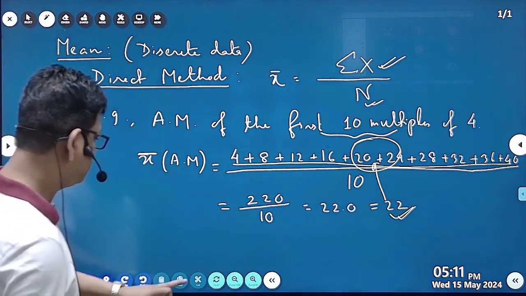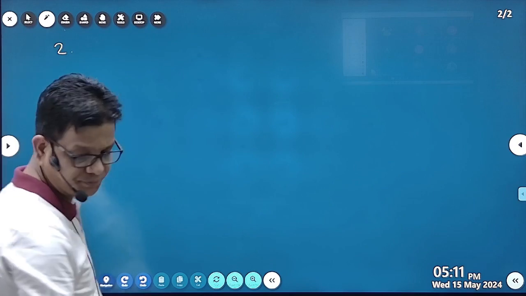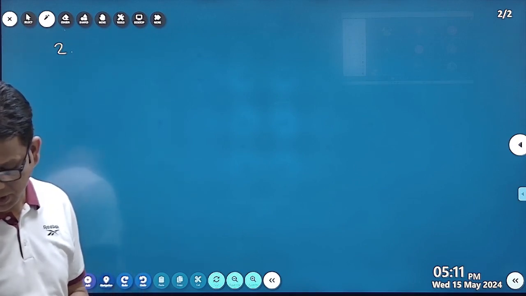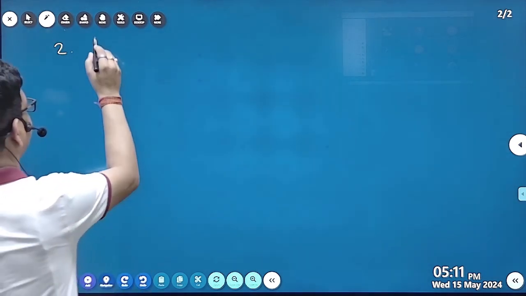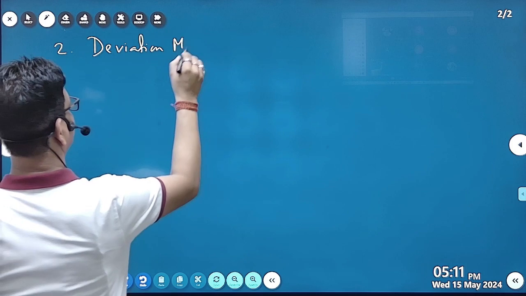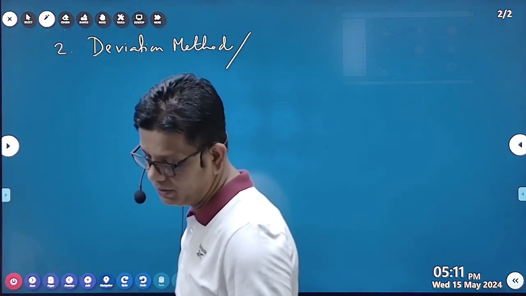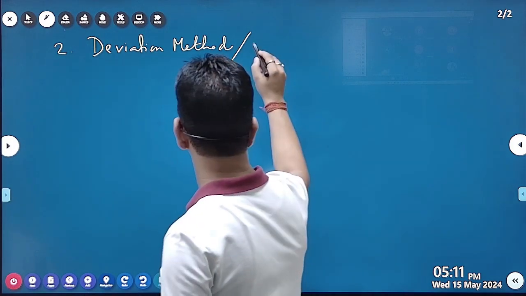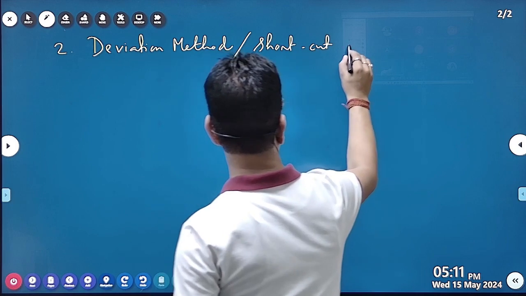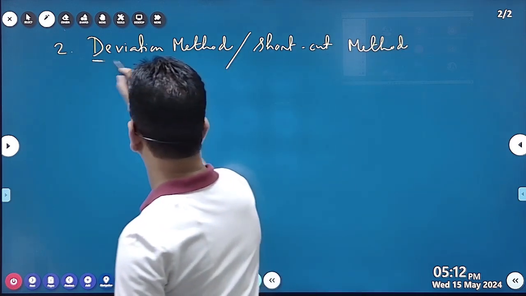So let me start again for discrete data, the other method, which is the shortcut method. We can also say deviation method. In your book, it is written shortcut method. So deviation method, or shortcut method, or indirect also. Whichever you like. This is the shortcut method to get the mean. So I write as per the book.